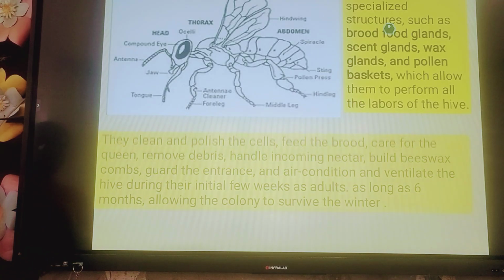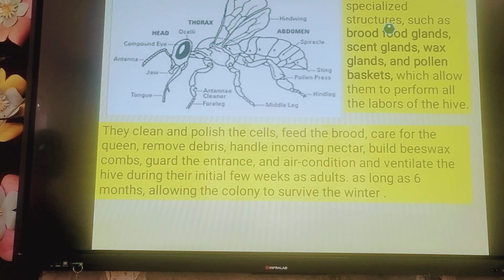So they clean, they polish the cells, they feed the brood, they care for the queen, they remove the debris, and handle incoming nectar, build the bee combs, guard the entrance, and air condition and ventilate the hive during their initial few weeks as adults. So they live as long as 6 months, allowing the colony to survive the winter. So this is a very interesting fact about the colony.